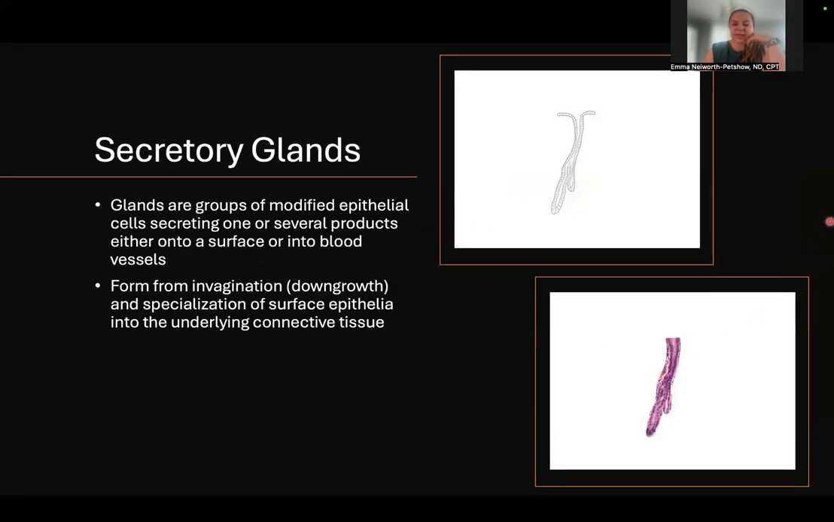Our secretory glands are glands of modified epithelial cells that can secrete one or more products either onto the surface or into a blood vessel. And from this invagination or downgrowth, they will form. They then specialize from the surface epithelia into the underlying connective tissue.